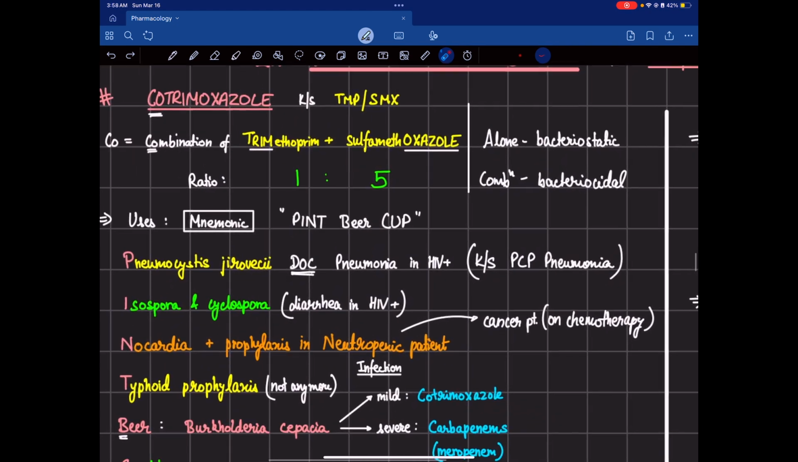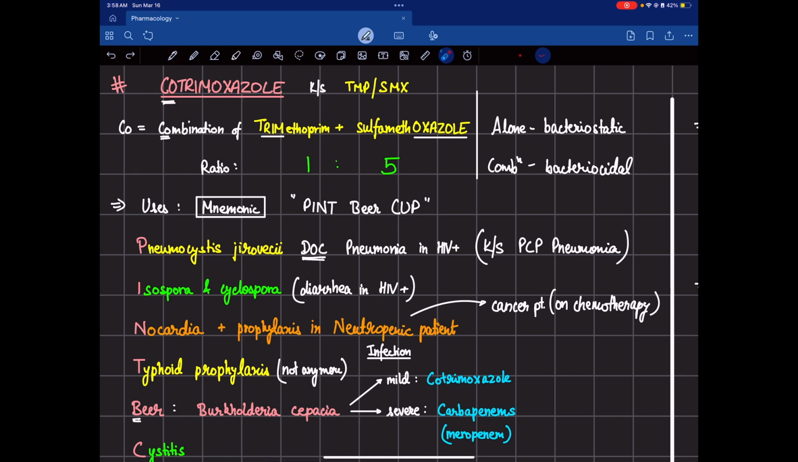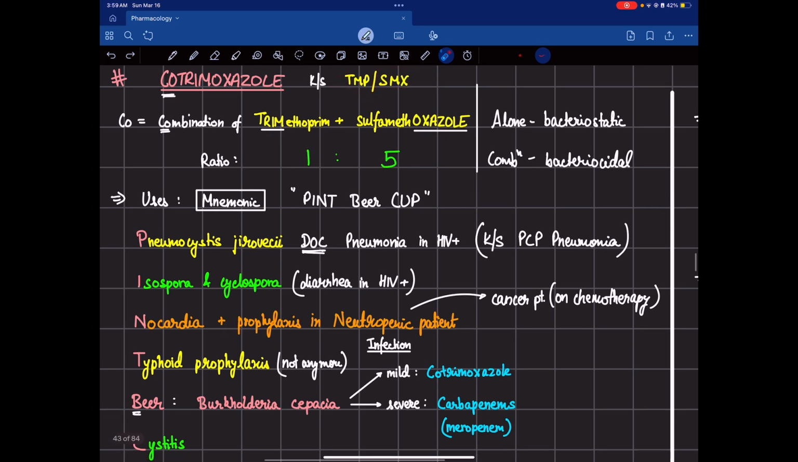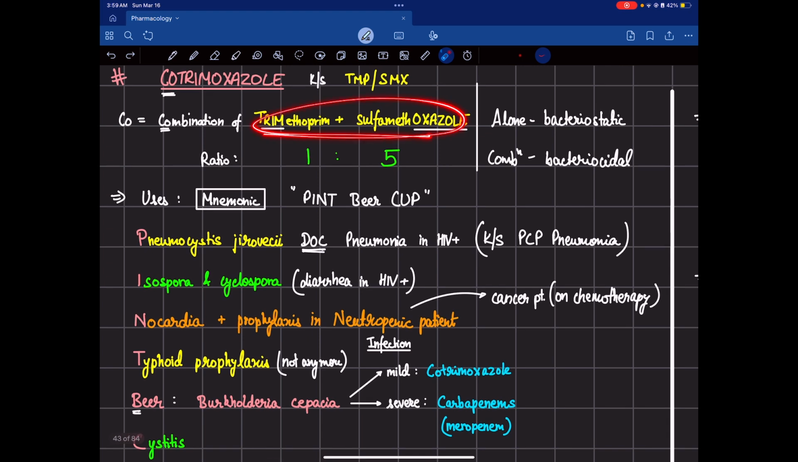Moving on, talking about cotrimoxazole, we can have a simple trick: co over here stands for combination of trim, that is trimethoprim, and sulfamethoxazole. So that is how we get co-trim-oxazole. Okay, cotrimoxazole. It is also known as TMP-SMX combination. The ratio that these two drugs are combined in is 1:5, and the uses you can remember for cotrimoxazole using a mnemonic as PINT BEER CUP.